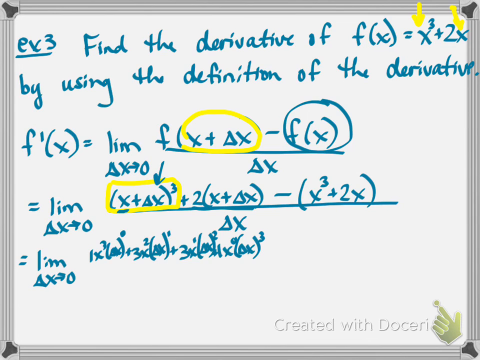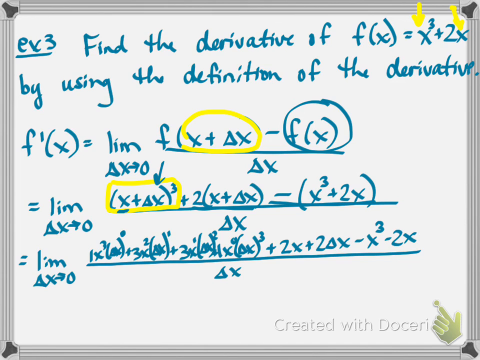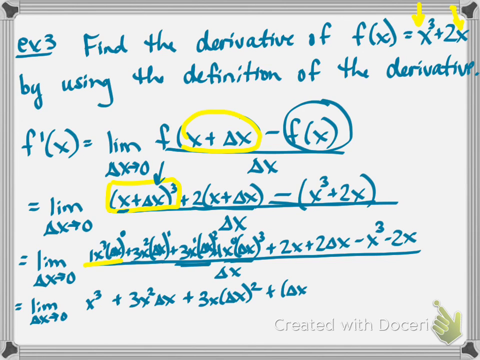And now we're going to do this part. So just distribute the 2. And now let's do this part and distribute that negative. And then, let's see, I guess we should clean that up a little bit. So this is just x cubed. This is 3x squared delta x. This is 3x delta x squared plus this is just delta x cubed, and then rewrite the rest.